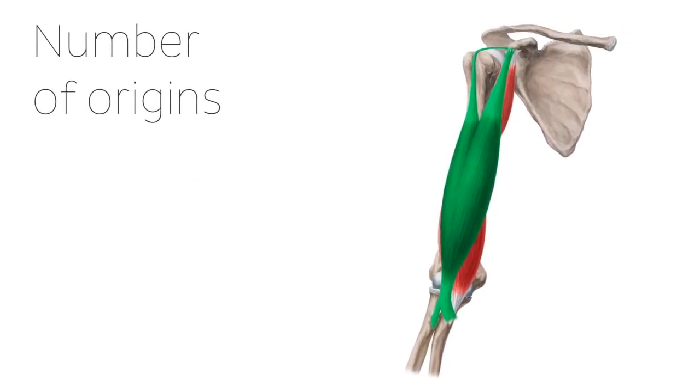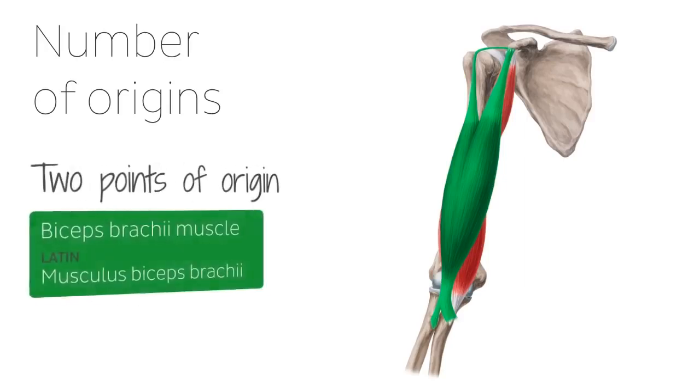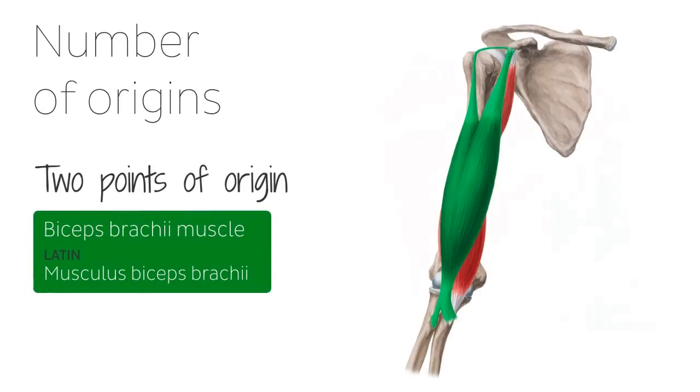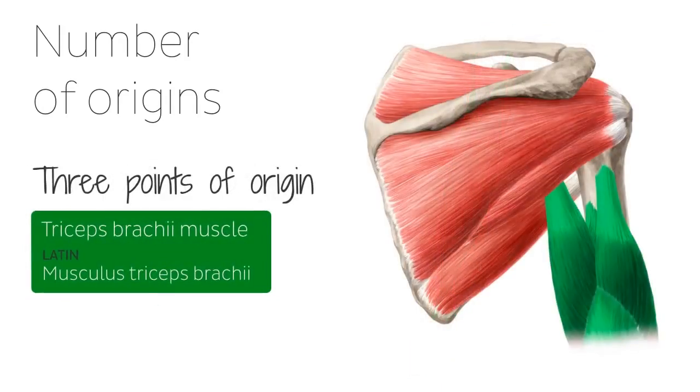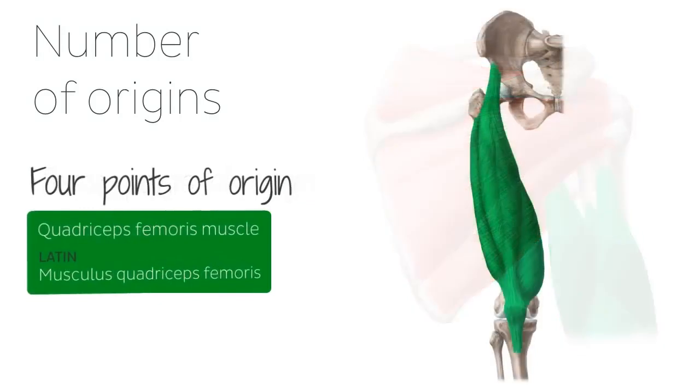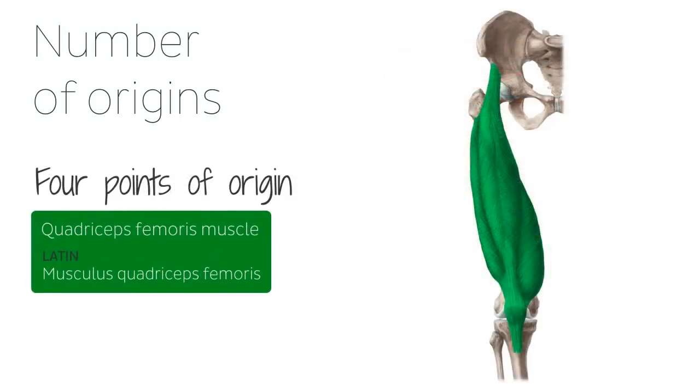So now we're going to have a little bit of a look at some muscles which derive their names from the number of points of attachment at their site of origin. And a good example of these muscles are the biceps brachii muscle, which has 2 points of origin, the triceps brachii muscle, which has 3 points of origin, and the quadriceps femoris muscle, which has 4 points of origin. And I'm sure you can see a pattern forming here.